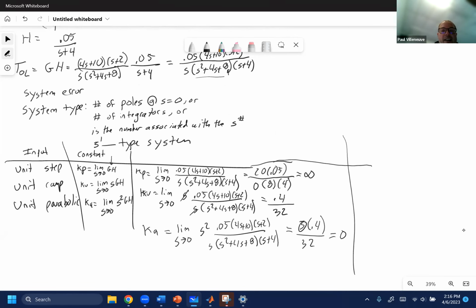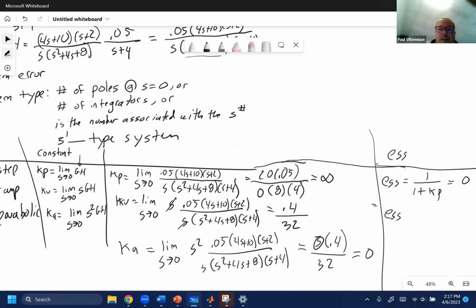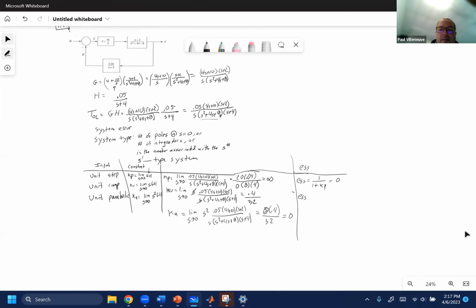So now I can calculate my steady state error. Again, as long as the system is stable, my steady state error, ESS, is going to be equal to 1 over 1 plus k sub p. 1 over 1 plus infinity is equal to 1 over infinity, which is equal to 0. So for a unit step input, there's no steady state error associated with this particular system. For my next case, which is my unit ramp, sorry about that, my ESS is 1 over k sub v.